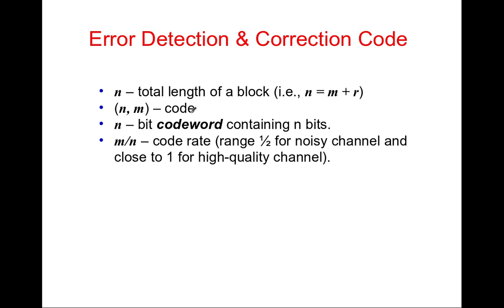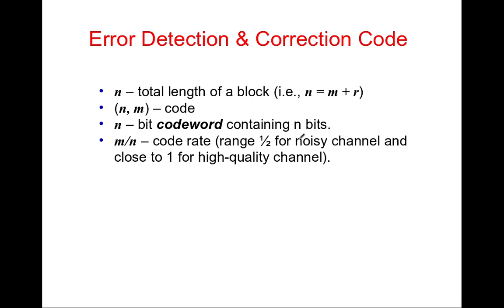It is called an (n, m) code because n is the total length, and only m of those are data bits. So it becomes an n-bit code word containing all n bits, where there will be m data bits and r check bits. Now, the interesting thing is that of the total n bits, there will be only m data bits. So the ratio, which is called the code rate, will be computed as m upon n. How many data bits are there in the overall n bits?